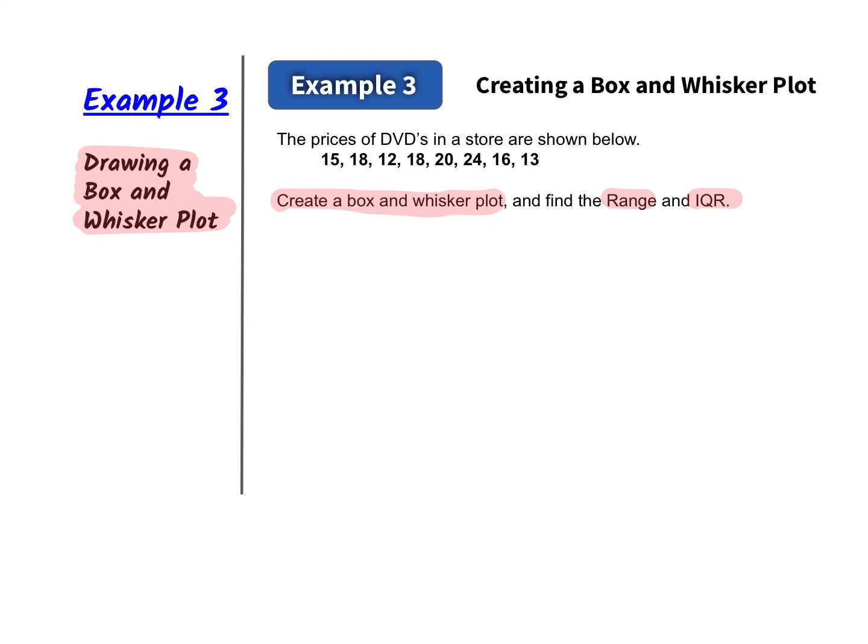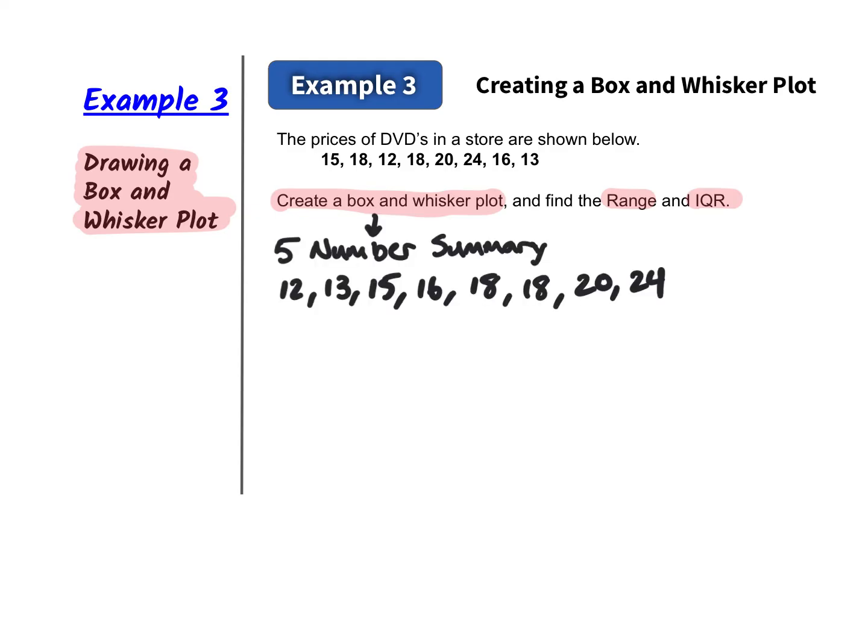I would like you to also recognize that whenever you're trying to create a box and whisker plot, we need a 5-number summary. That way we can create the box and whisker plot without any issues. And in order to create a 5-number summary, we need to put our numbers in order. Once you have your numbers in order, it becomes very easy to find the 5-number summary. We need the 5 components, which are the minimum, the Q1, the median, Q3, and the maximum.